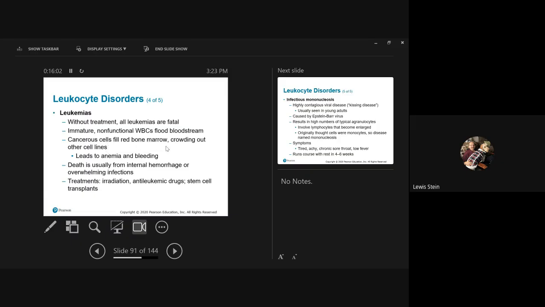So that's what happens. They crowd out the other cell lines. And they put out immature and non-functional forms. All of that's possible. And there's lots of ways to treat it. We have bone marrow things.